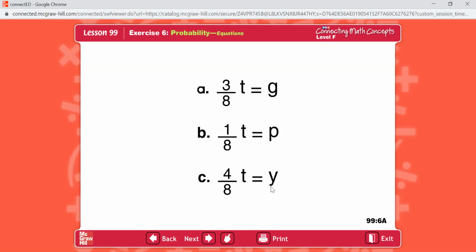Problem G. If you took trials until you pulled out 10 purple marbles, about how many trials would you expect to take? Pause the video now to work the problem. You started with the equation for purple marbles, 1/8 T equals P. You work the problem 10 times 8/1, giving you the answer 80 trials.